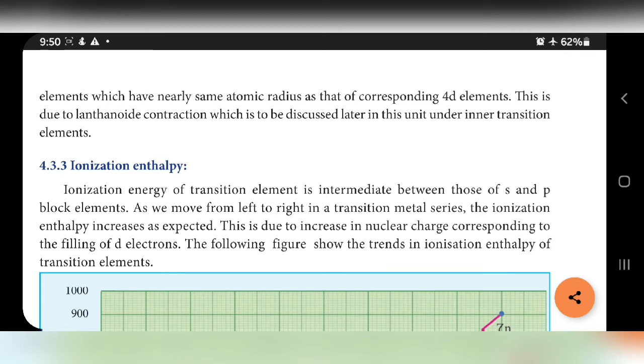And the inner transition elements, we have already finished the f block elements. There we discussed lanthanide contraction. That lanthanide contraction is the reason for this behavior.